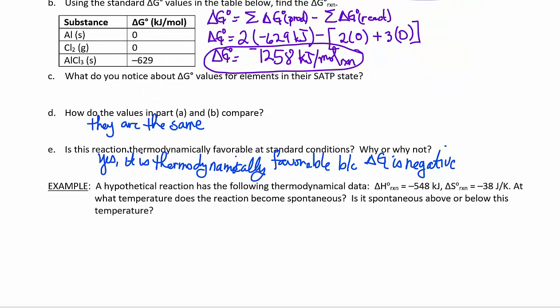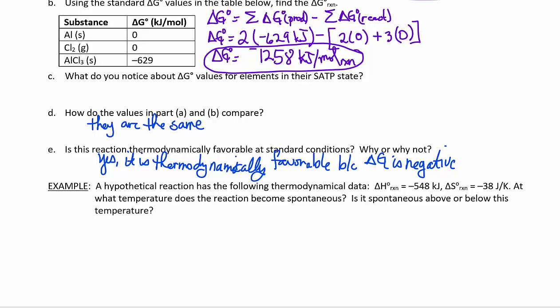Let's look at this last example here. We have a hypothetical reaction that has the following thermodynamic data. The delta H of reaction is negative 548 kilojoules. Our delta S of reaction is a negative 38 joules per Kelvin. At what temperature does the reaction become spontaneous? Is it spontaneous above or below this temperature?